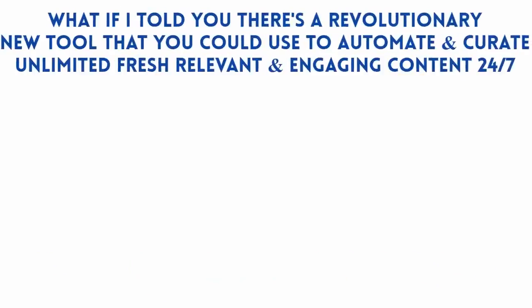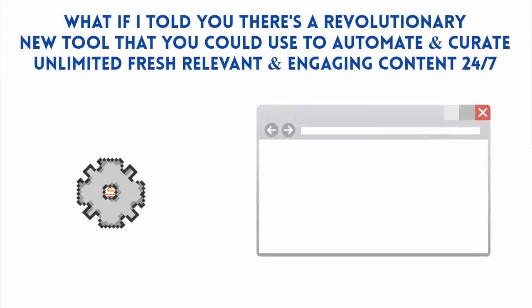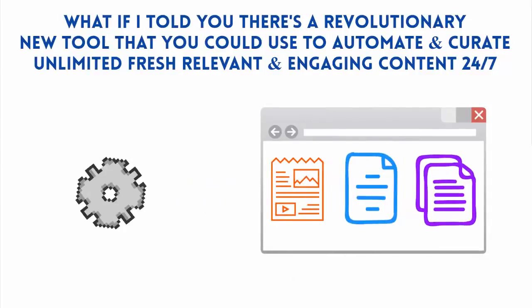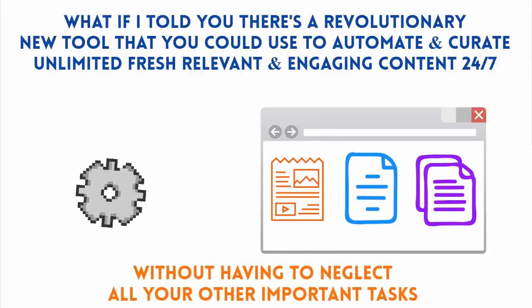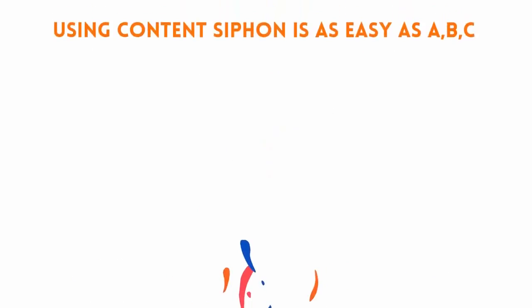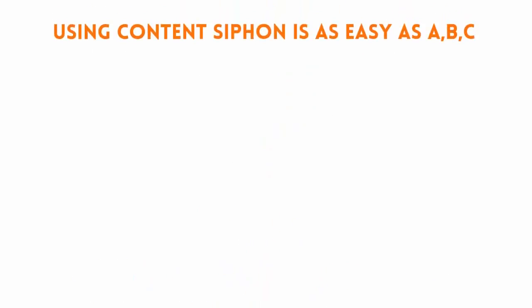What if I told you there's a revolutionary new tool that you could use to automate and curate unlimited, fresh, relevant, and engaging content 24/7 without having to neglect all your other important tasks? Would this help you? I bet it would. With our latest tool, Content Siphon, you'll be able to create and publish fresh content to your audience as soon as you click Activate. It's as easy as ABC with our step-by-step system.